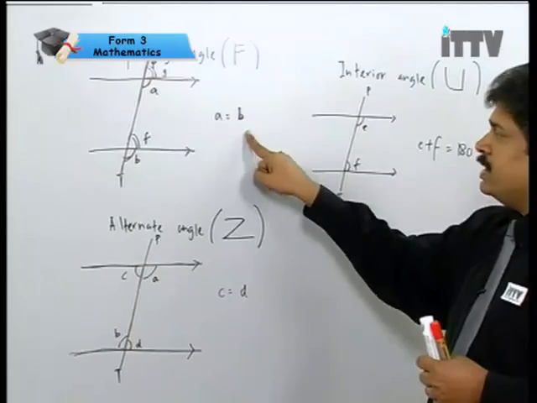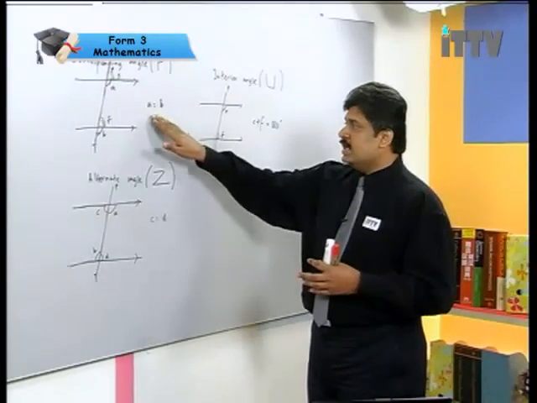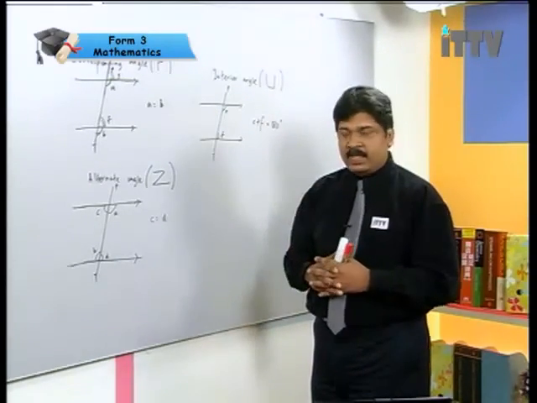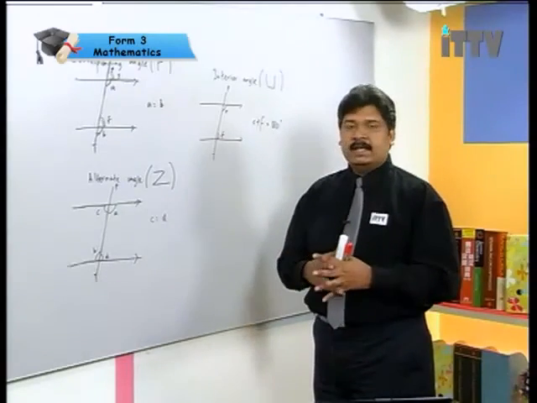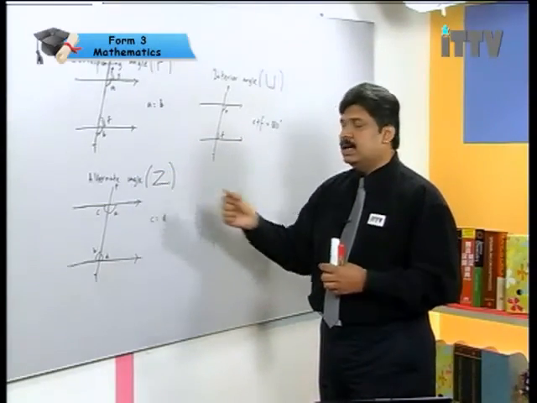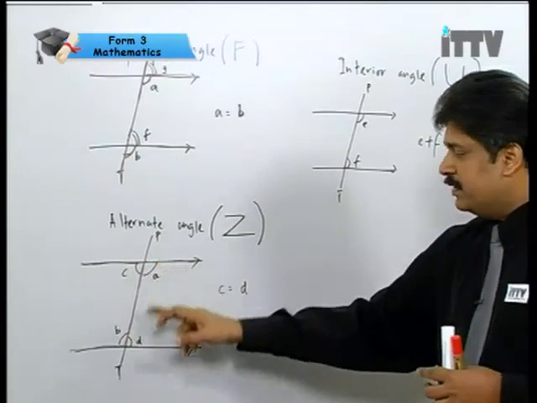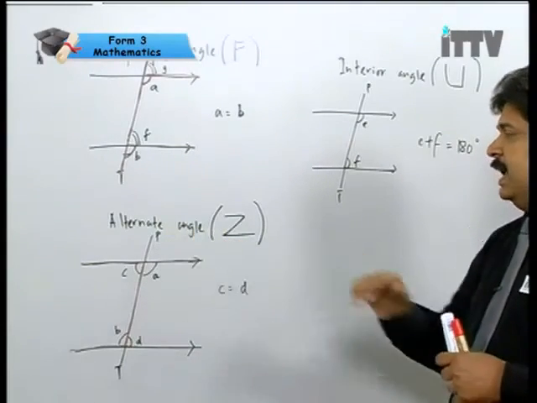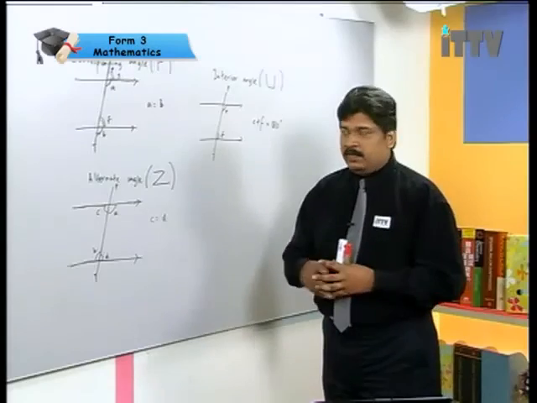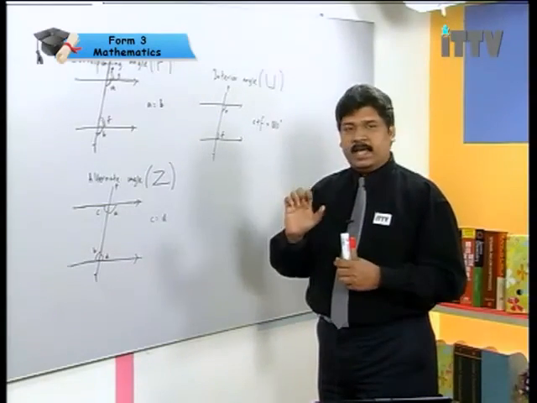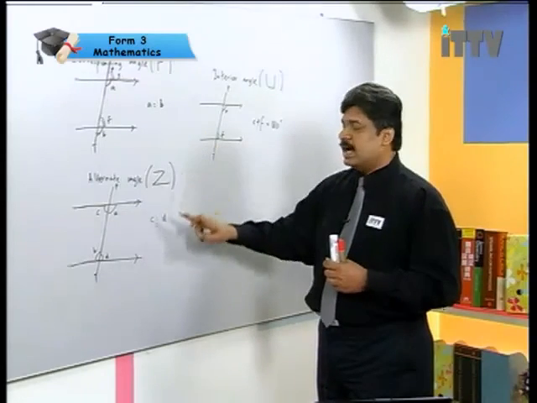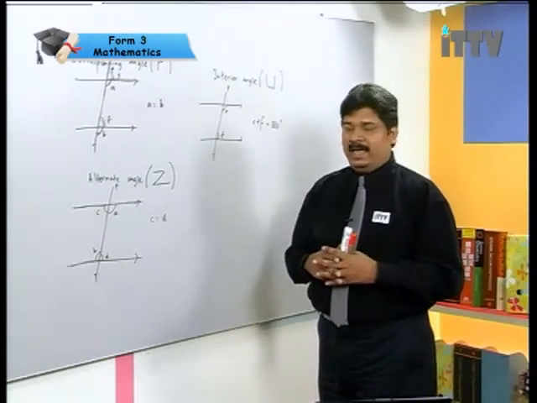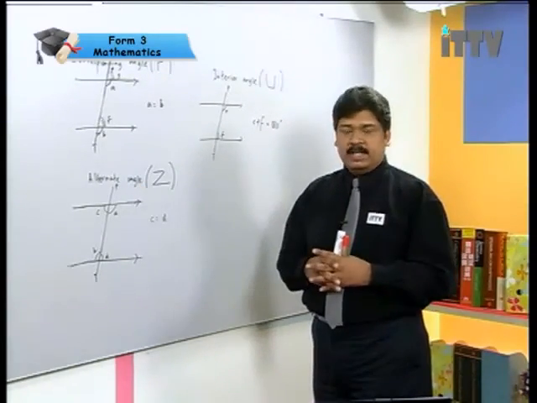We have A and B being equal, meaning to say A and B are corresponding angles by looking at the letter F. Likewise, to find alternate angles, you've got to find the letter Z. So when you look into this Z shape, C and D are equal, therefore C and D are alternate angles. So the issue of corresponding angles and alternate angles, although their values are equal, A and B are corresponding angles. C and D are alternate angles.